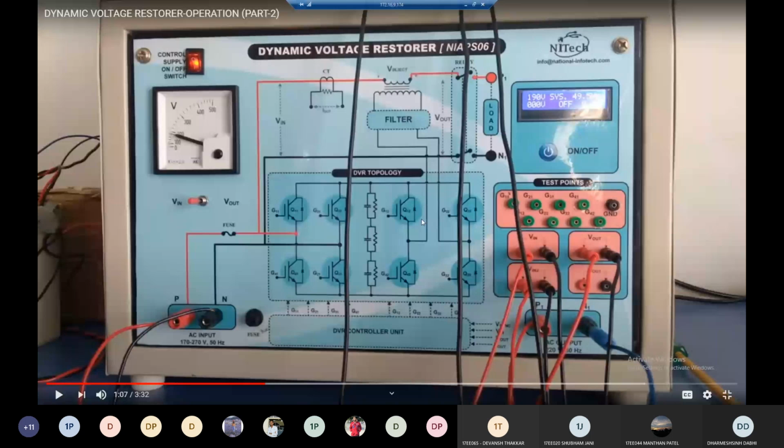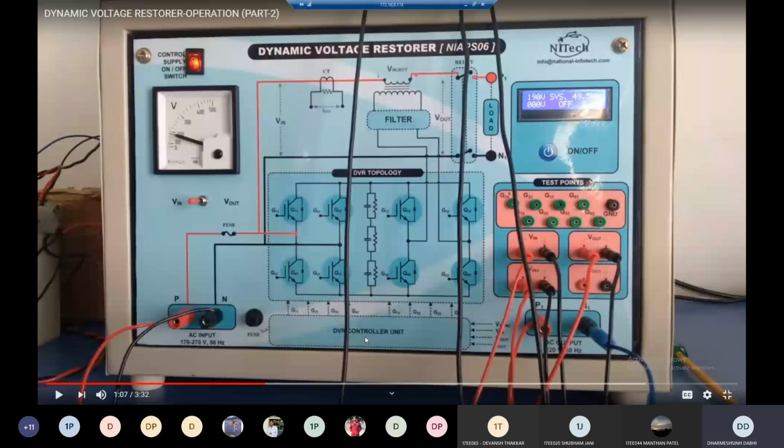So this is the input of this control circuit. You can see the input voltage. What is the input voltage given from the source? And what is the output voltage? And what is the synchronized voltage? What is the reference voltage? So all these parameters are given to this control circuit.